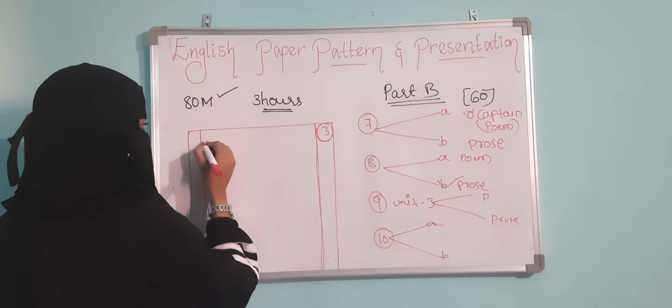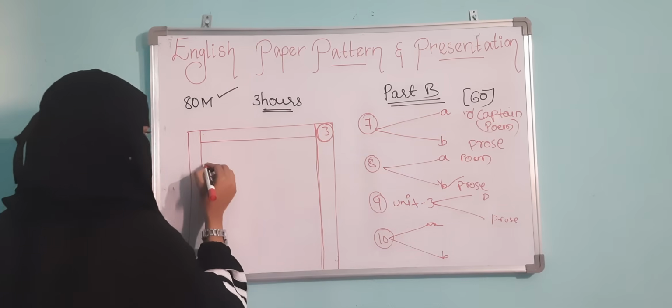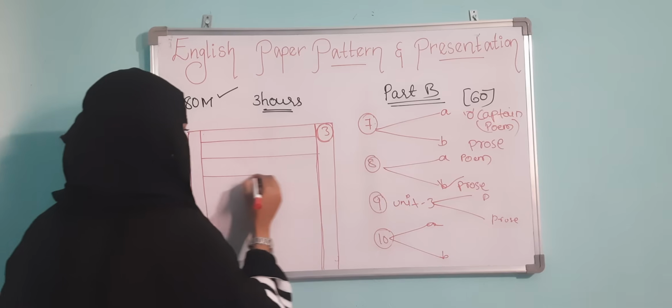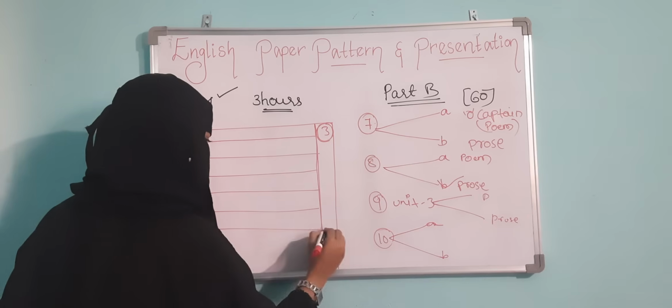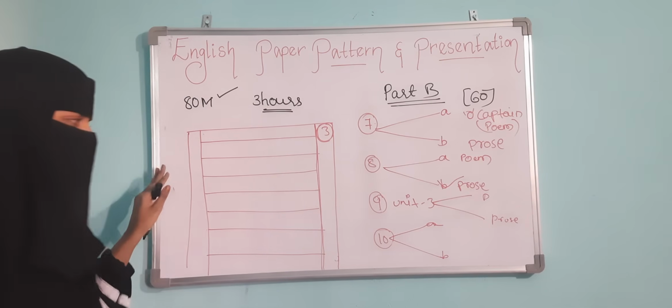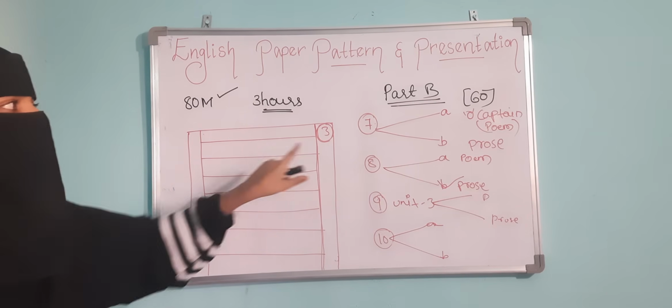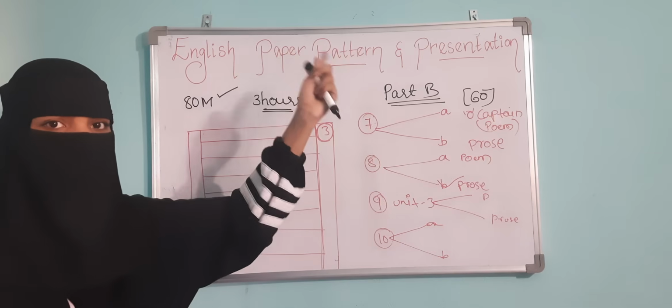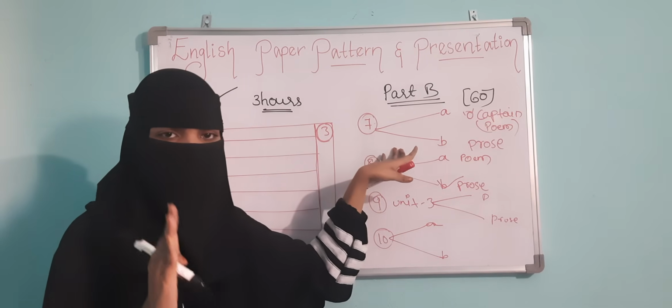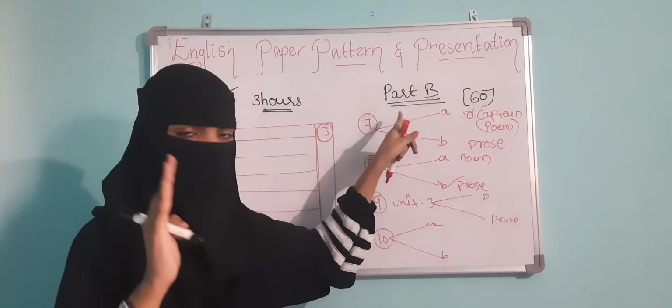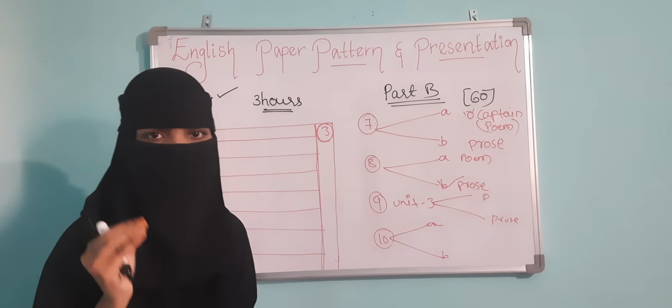Now after this they will be giving you this, and here you will have a single line booklet, right? The answer booklet will be single line like this. Okay, so this will be your answer booklet. First let us talk about part B, then we will go to part A, okay? In your examination, first you need to start by writing part B.